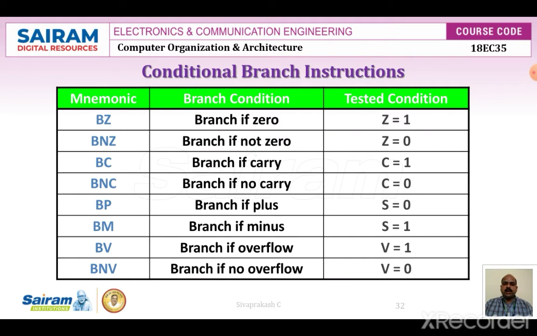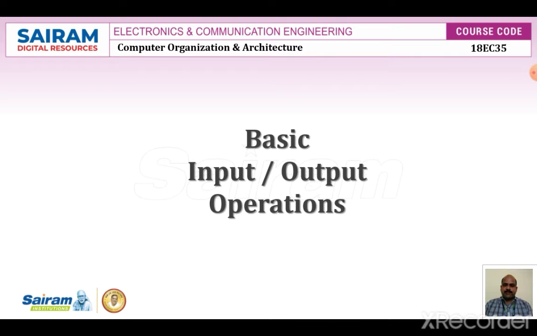Next one, conditional branch instructions. What are conditional branch instructions? The branch instructions which have their own condition. When it is 0, the branch works. When it is 0, when it is not 0, with carry, without carry, if the sign is plus or minus, when overflow is there or not. Based on the status flags, the conditions depend on this. This is called conditional branch instructions in the assembly language program.